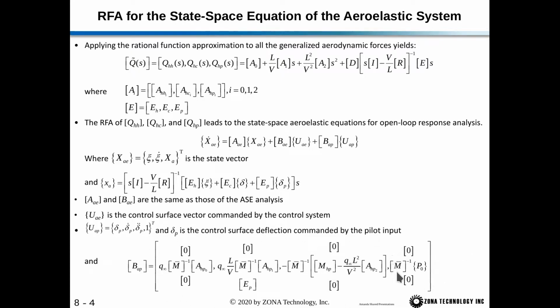And you can see the last column here is for our trim condition. So that has the P0 in it. So this quantity multiplied by the 1 will give us the trim command.